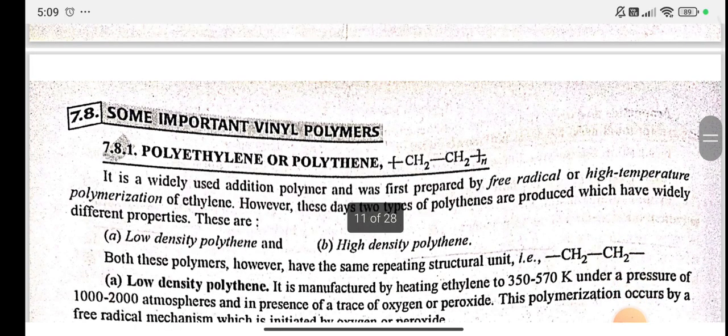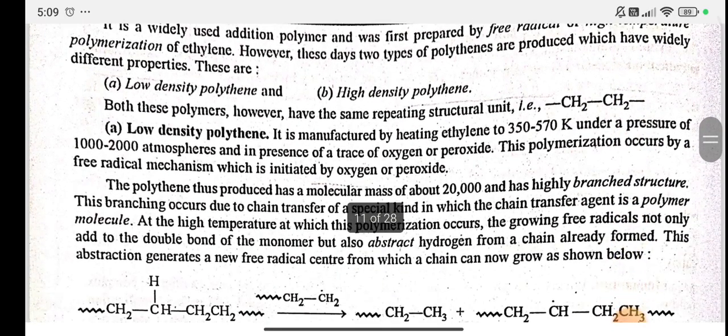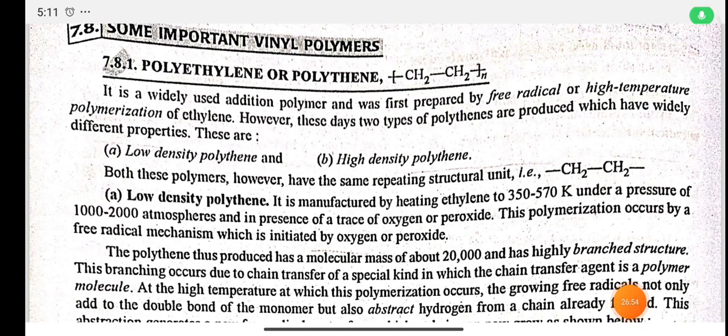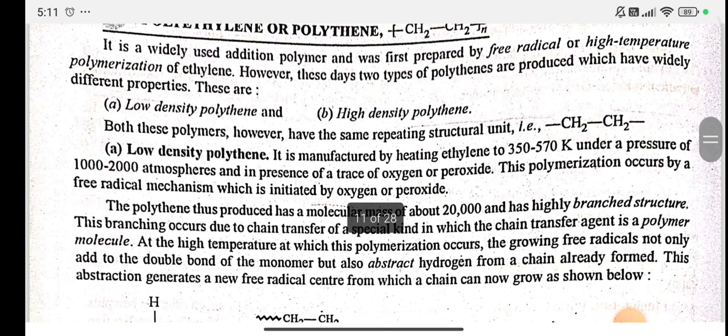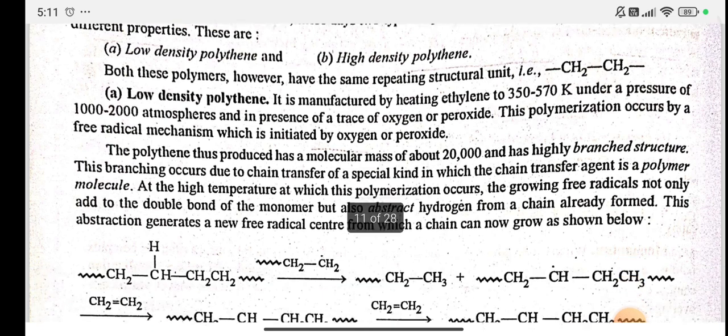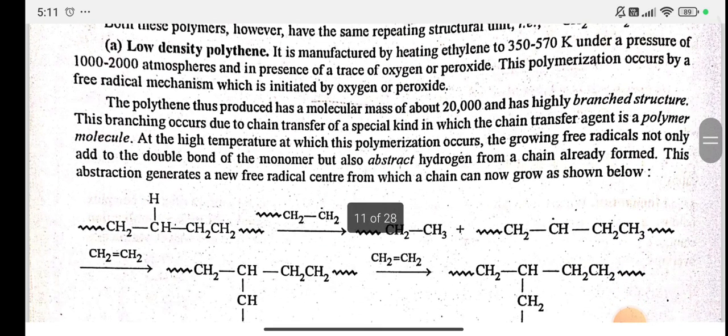Some important vinyl polymers: polyethylene or polythene. It is a widely used addition polymer and was first prepared by free radical or high temperature polymerization of ethylene. However, these days two types of polythenes are produced which have widely different properties: low density polythene and high density polythene. Low density polythene is manufactured by heating ethylene to 350 to 570 Kelvin under a pressure of 1000 to 2000 atmosphere in the presence of a trace of oxygen or peroxide.